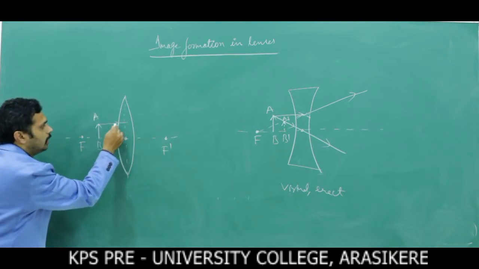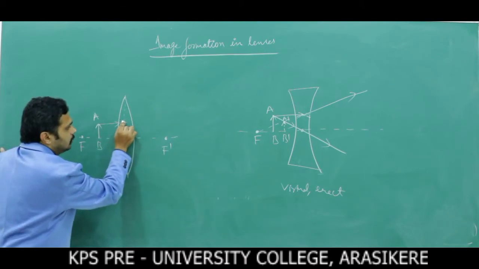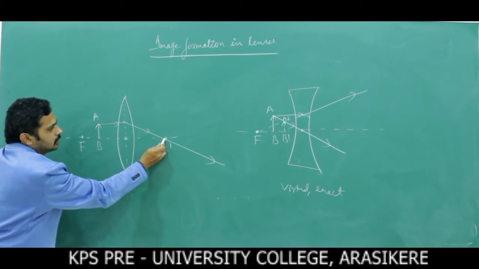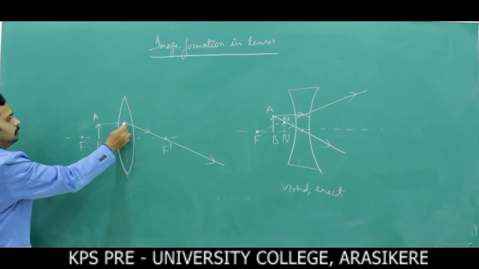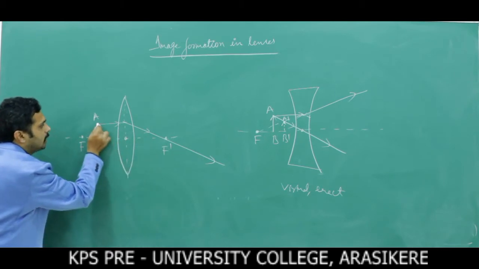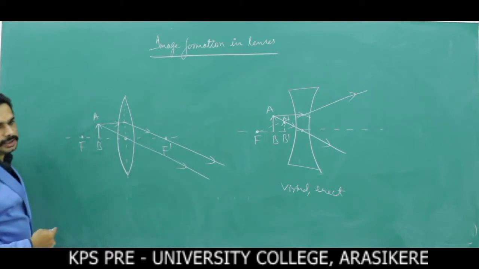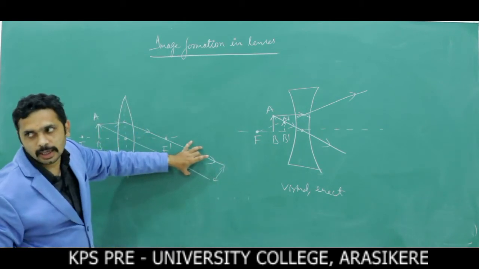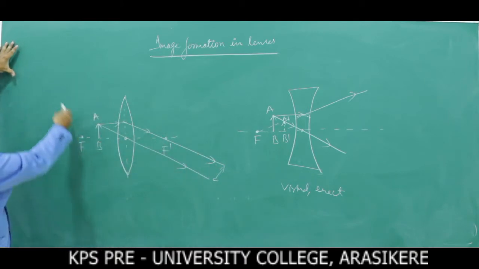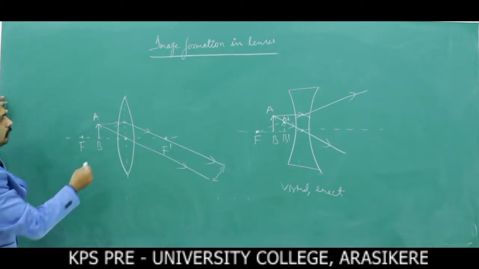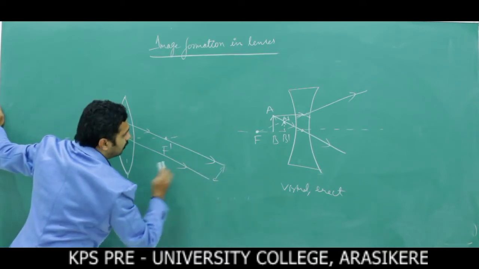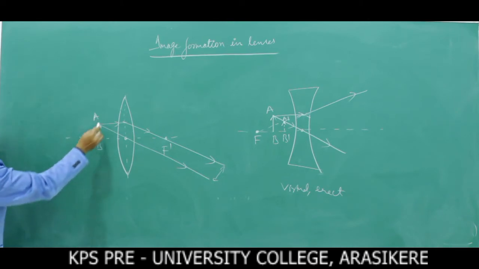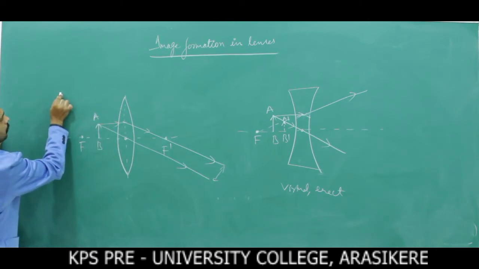From the object, the ray is parallel to the principal axis. After refraction, the refracted ray passes through the second focus point. Now from the object, the ray passes through the optic center. It goes as it is. Now look here, these two are parallel. If the rays are parallel, they meet very far away. That's why here there is no real and inverted image. You have to produce the rays backward to get the virtual and enlarged image. You produce the ray backward.